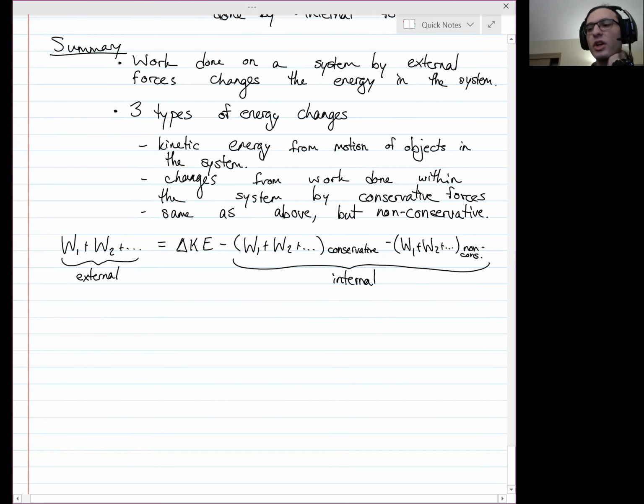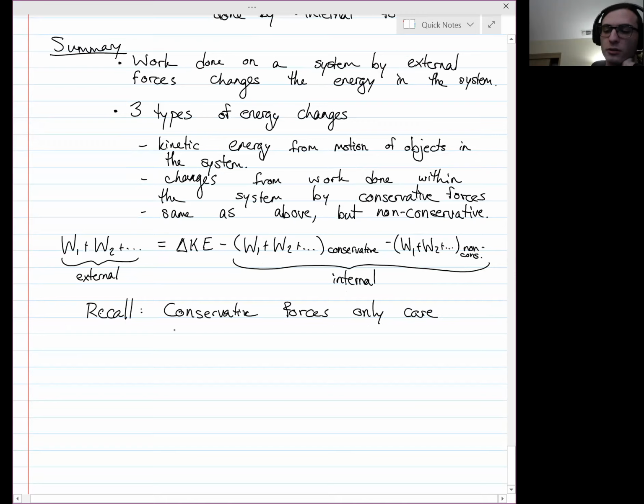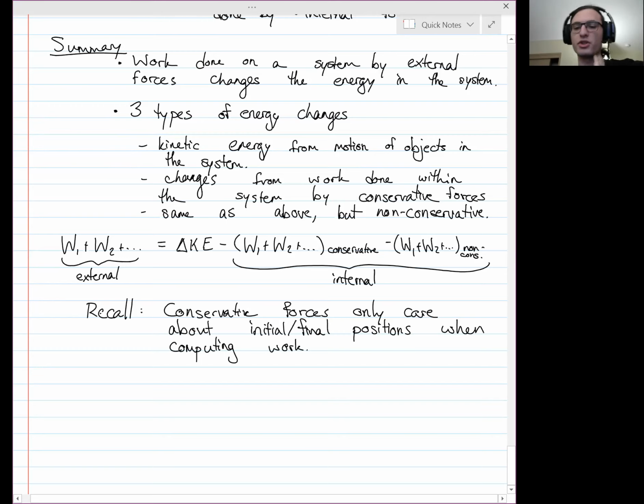So there are three different terms, and that was the point of what I was just making. Just a quick reminder, recall that conservative forces only care about the initial and final positions when computing work. Remember, I'll scroll up in a minute just to show you. Let me scroll up and show you what I mean by that.